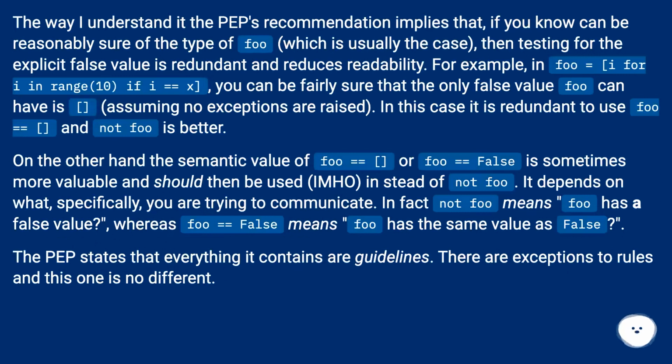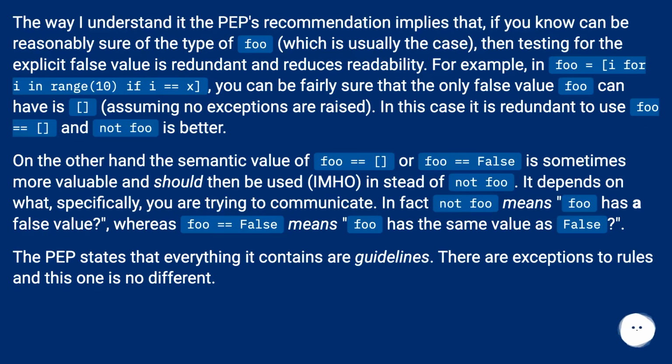The way I understand it, the PEP's recommendation implies that, if you can be reasonably sure of the type of foo, which is usually the case, then testing for the explicit False value is redundant and reduces readability. For example, in foo = [i for i in range(10) if i == x], you can be fairly sure that the only false value foo can have is the empty list, assuming no exceptions are raised. In this case, it is redundant to use foo == [], and "not foo" is better.